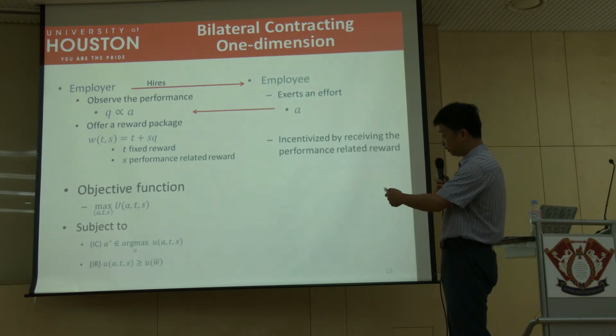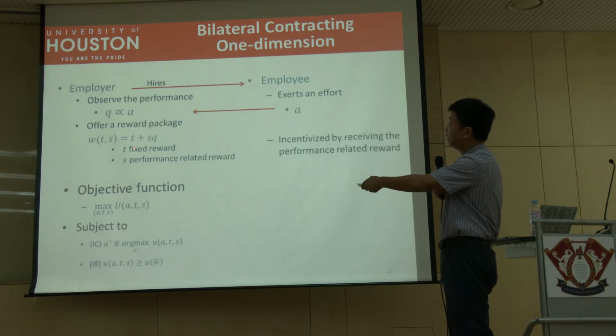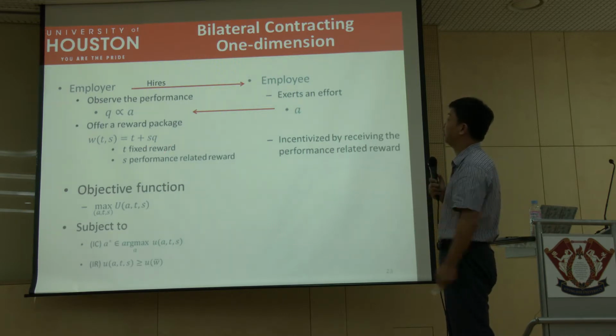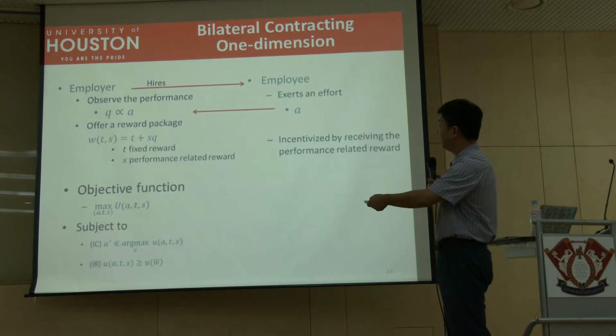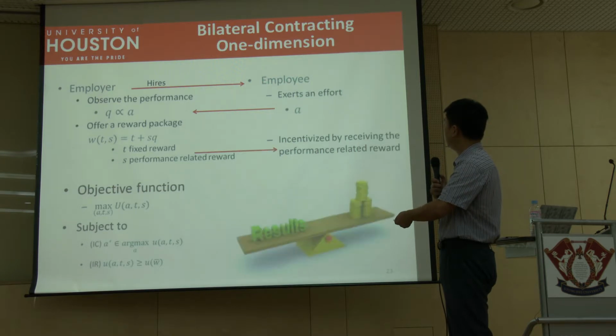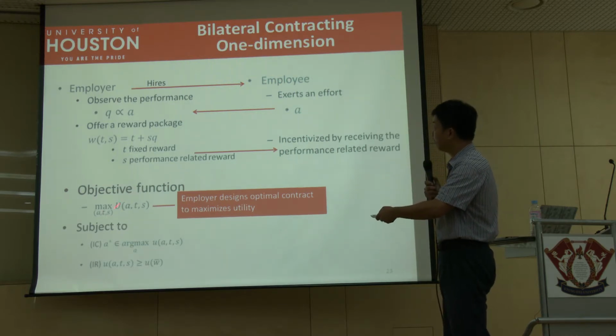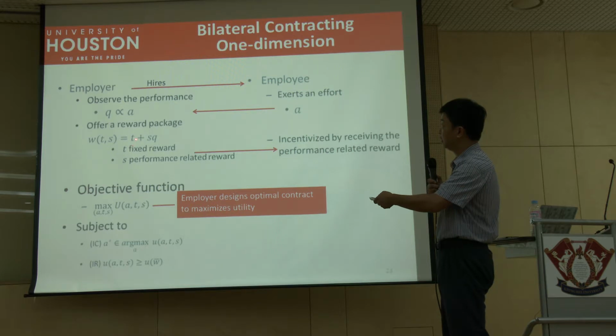After observation, I give a reward package. This is the basic salary, T, and if you have a good result, I give you a better payoff, S. So this is the payment. The objective function for the employer is to design the basic salary T and the reward S, which depends on the employee's outcome. So I want to design T and S.